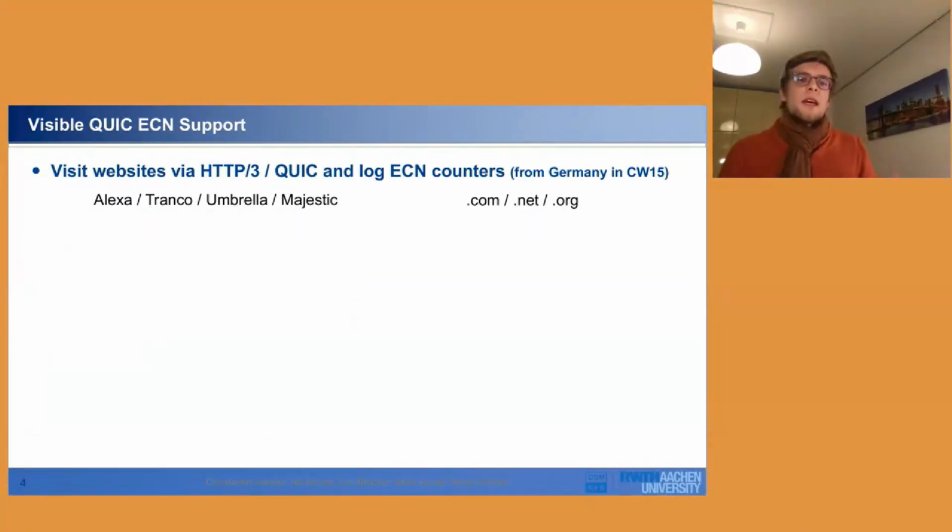What we do is visit websites via H3 and log ECN counters. We do this for the Alexa, Tranco, Umbrella, and Majestic top lists. These are top lists based on DNS or otherwise computed. For example, the Alexa top list reused toolbar information. And then we also have the ComNet.org domain lists, which we scan for QUIC and ECN usage.